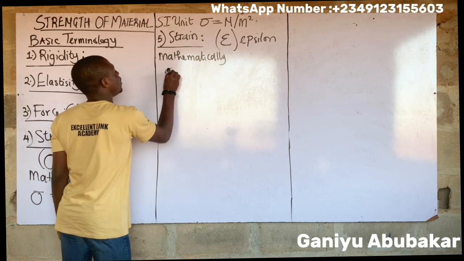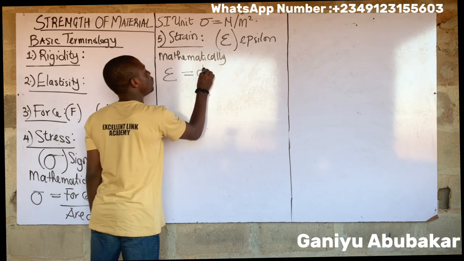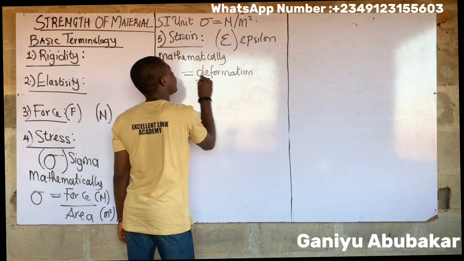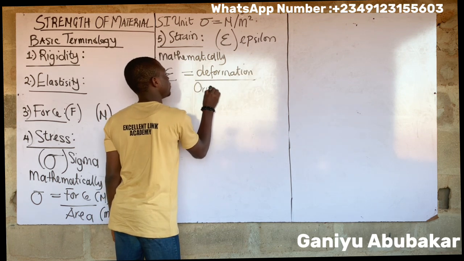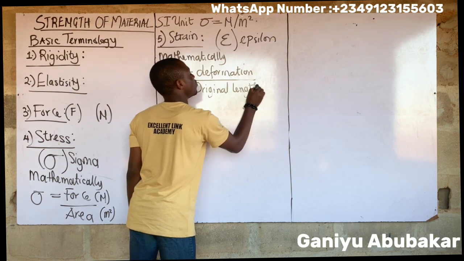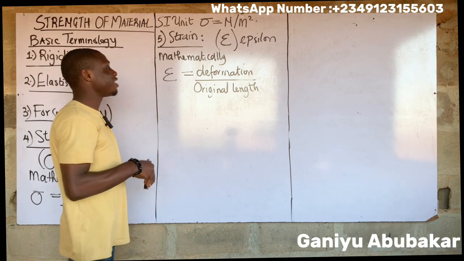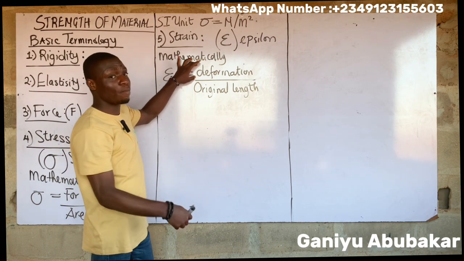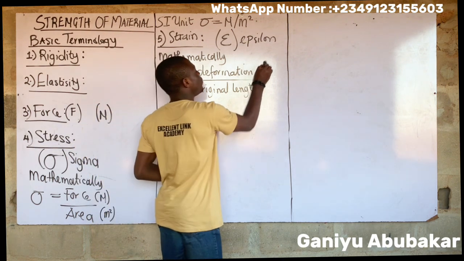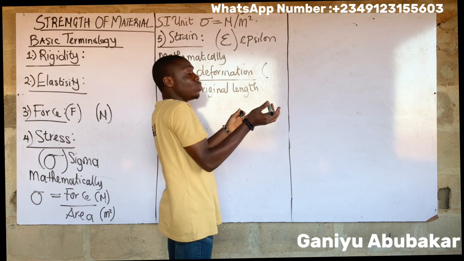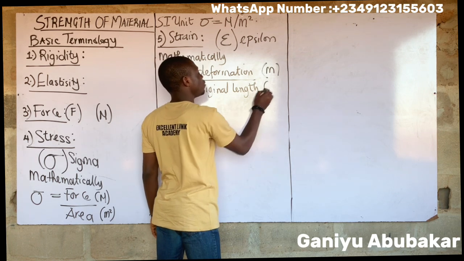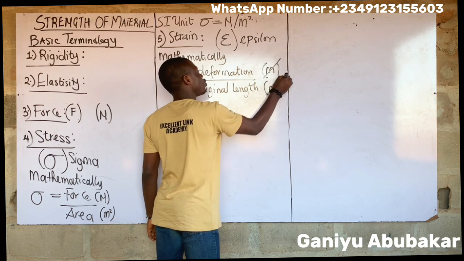Mathematically, strain is equal to what? Deformation all over the original length. So note that strain can be defined as the ratio of deformation of a material to its original length. We know that deformation is when something changes dimension, and it is measured in meters. Also, length is in meters. Meter cancels meter.